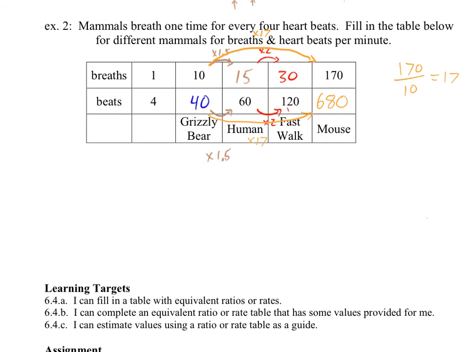So a mouse, because their heart's so tiny, it can beat really fast. So a mouse tends to have its heartbeat 680 times a minute. Isn't that crazy? And their breathing is almost 3 times a second.